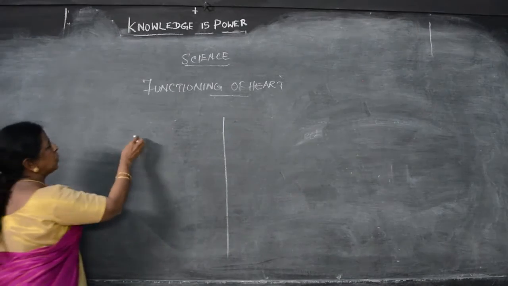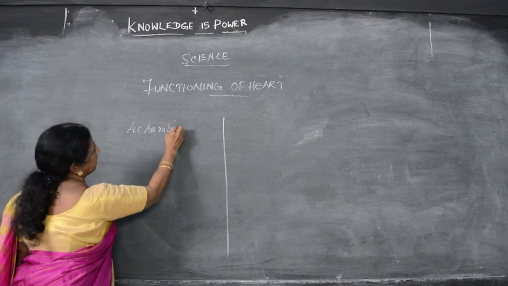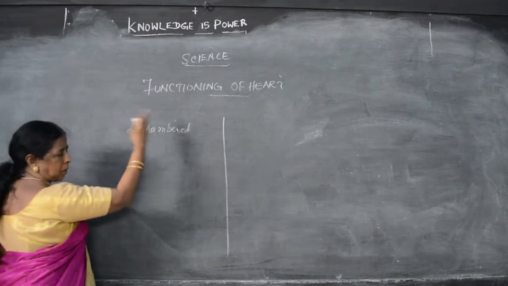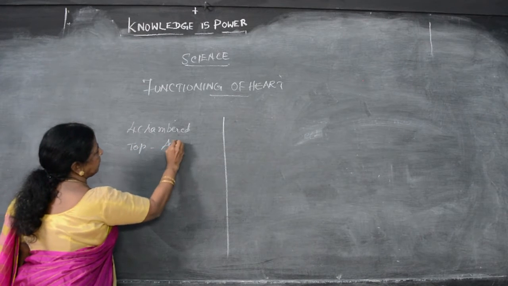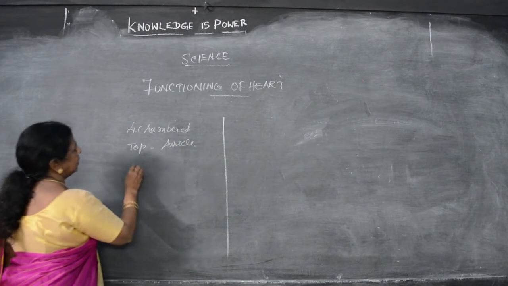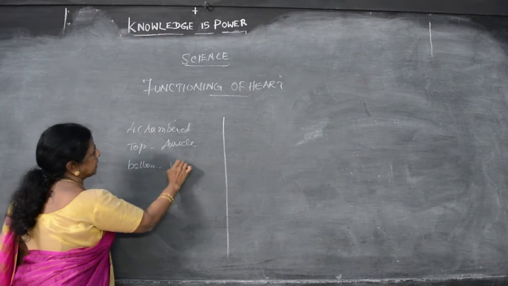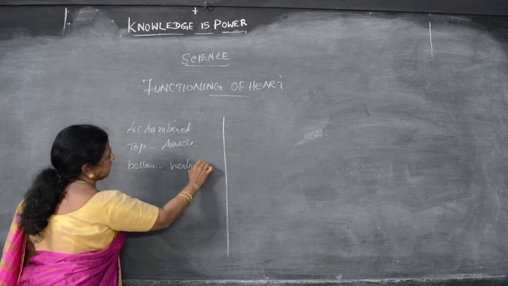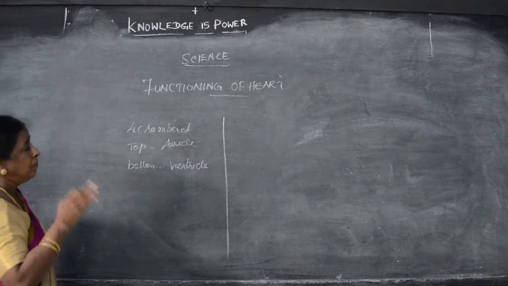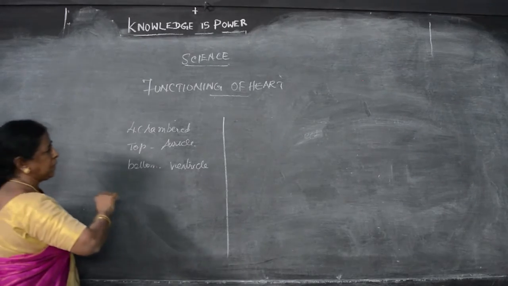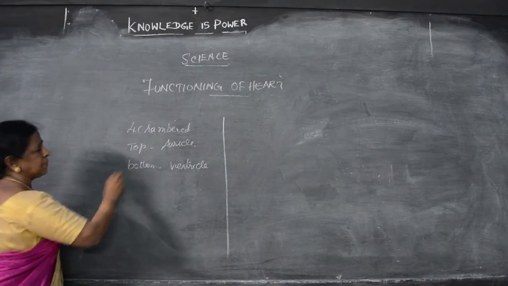Our heart is 4-chambered. How many chambered it is? 4-chambered. That is, the top 2 chambers are known as auricle. The bottom we have 2 chambers, that is ventricle. These are the chambers of the heart. We have seen already vessels, that's different from this 4-chambered. 2 chambers on the top, that is auricle. 2 chambers from the bottom, that is ventricle.